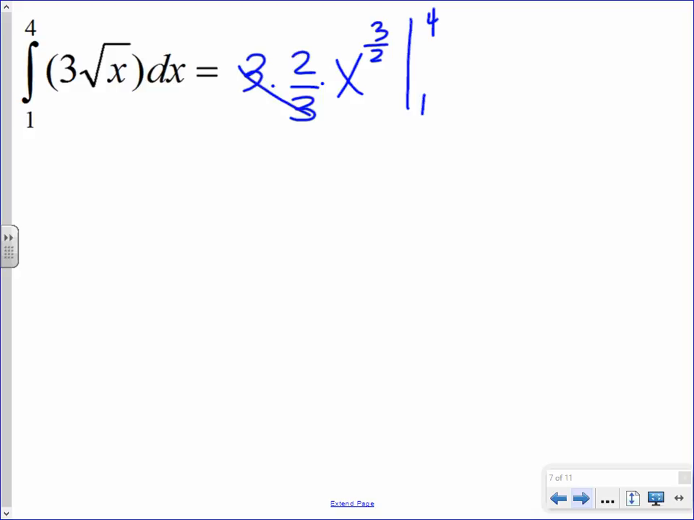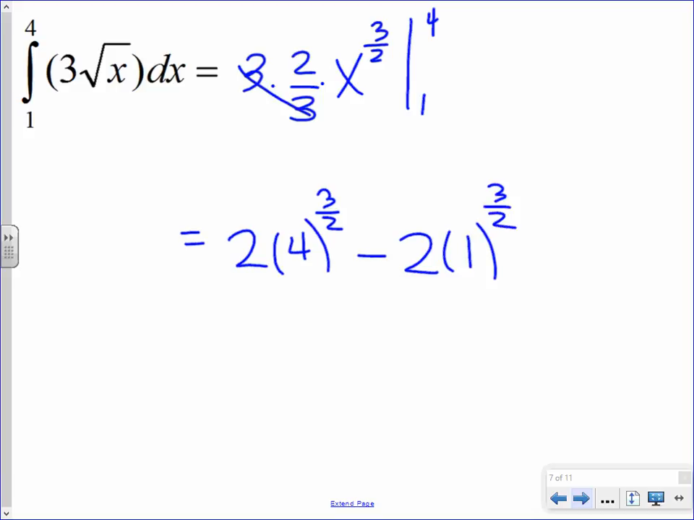So what we have is 2 times x to the 3 halves evaluated at B minus 2 times x to the 3 halves evaluated at A. You're supposed to get a whole number. Well, I think we can get a nice number.